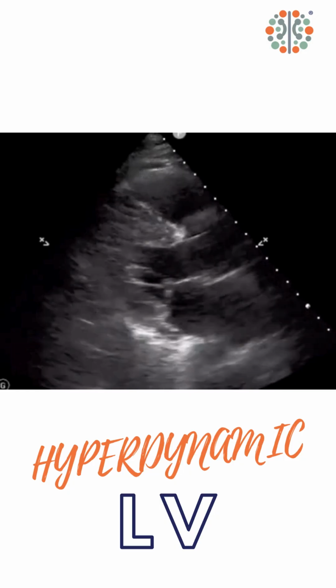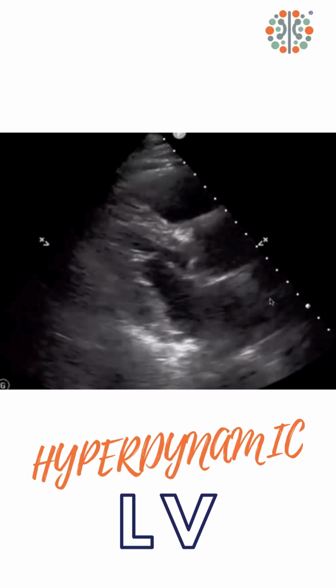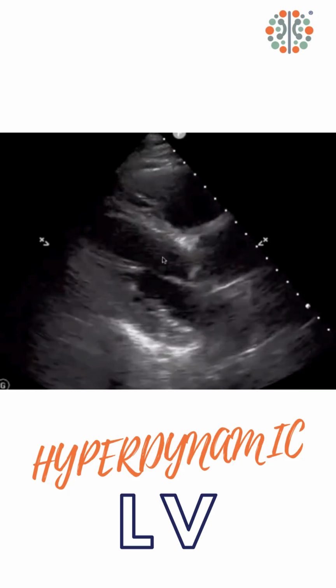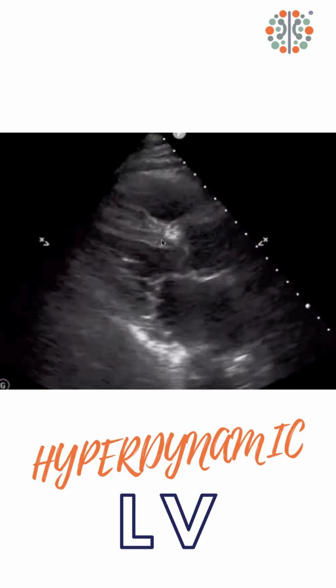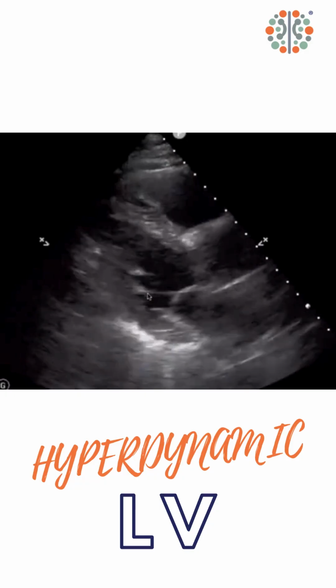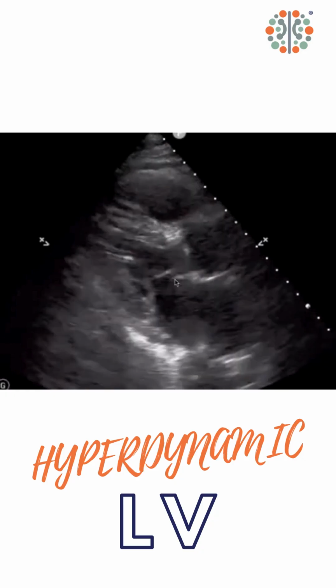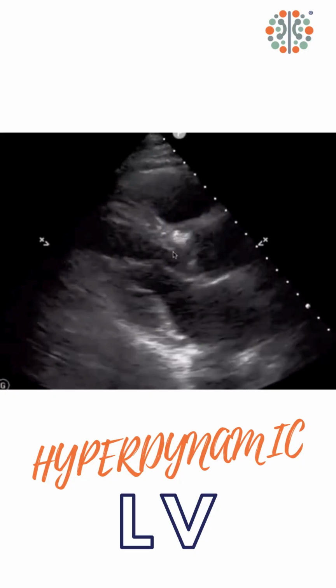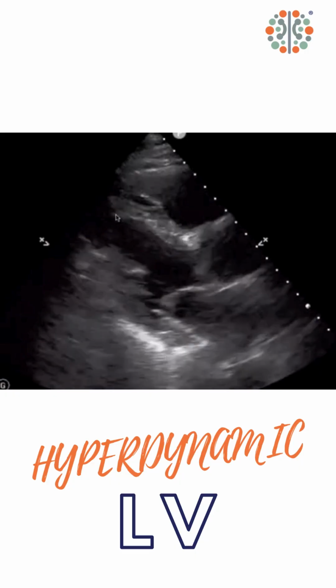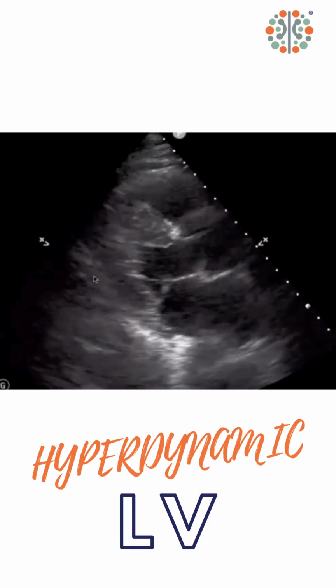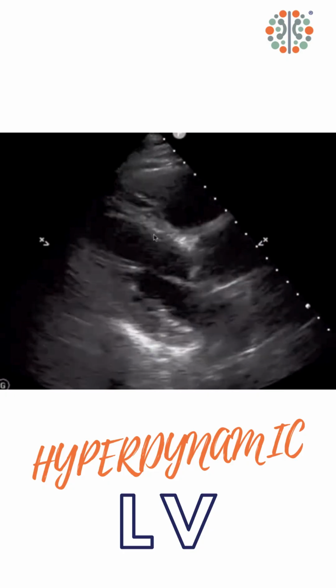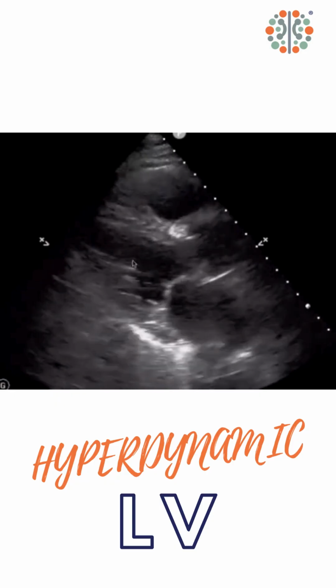So this is what you would describe as a hyperdynamic left ventricle. In comparison to the normal EF video, the septal and left ventricular free wall here are meeting and hitting each other in the middle. This will often be described as a kissing ventricle, as these two walls meet at end systole. Also note the anterior mitral leaflet, which is slapping up against the septum.